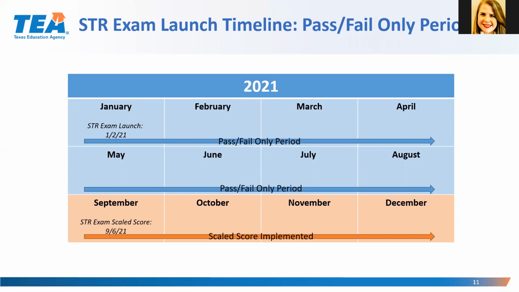Beginning September 2021, a candidate's Science of Teaching Reading exam score report will include both the scaled score and pass-fail status. More information regarding the implementation of the pass-fail period for the Science of Teaching Reading exam will be provided in the coming months.